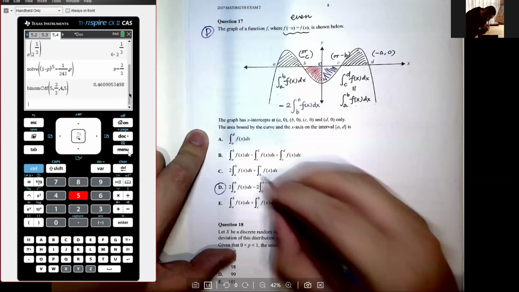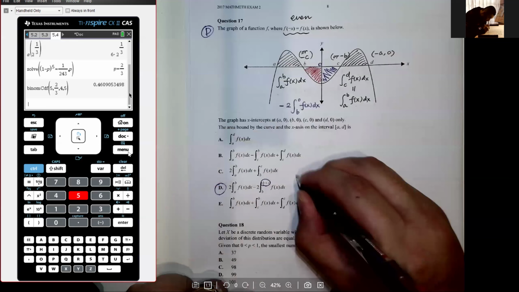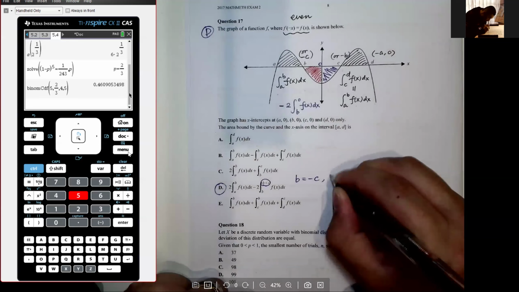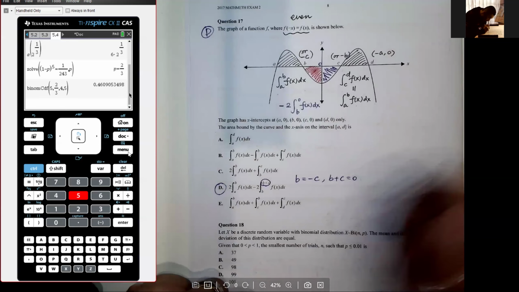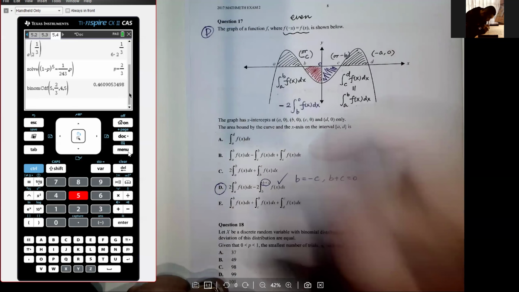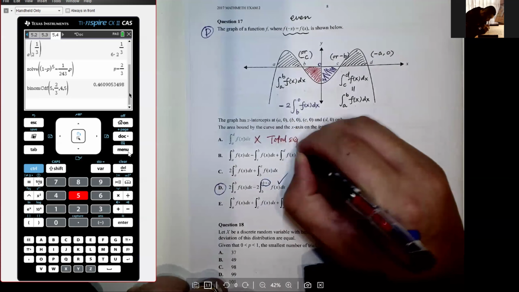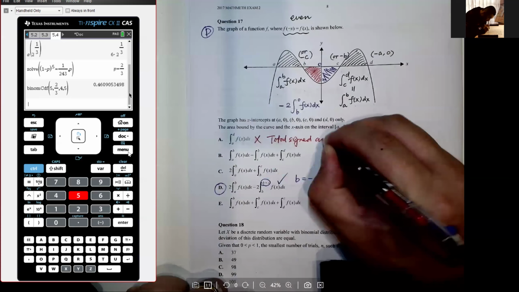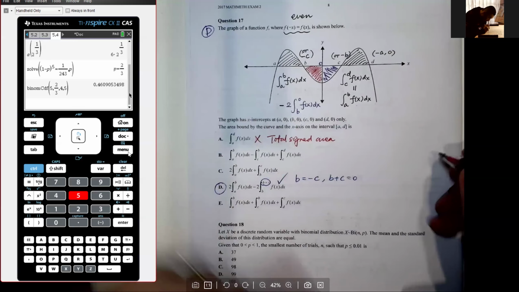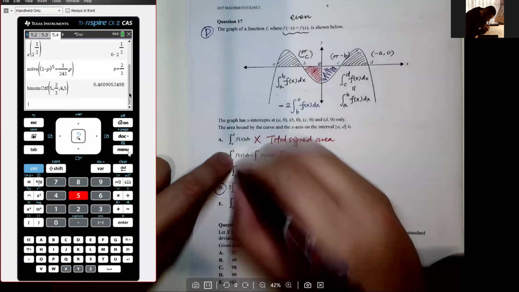And by the way, why didn't I see a 0 here? Because b plus c must be 0. B equals minus c, therefore b plus c must be equal to 0. So this is the only correct answer. And this one is no good because it's the total signed area. And this one, it's no good because a to b, yep, that's fine.